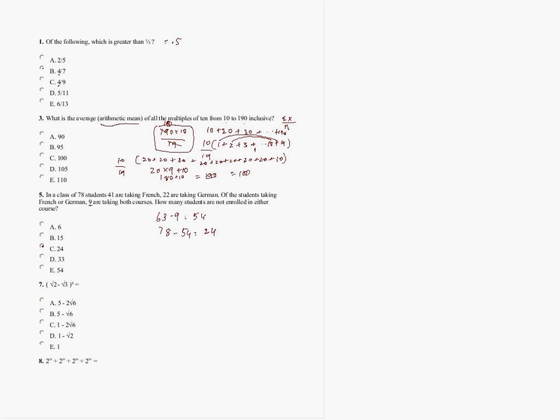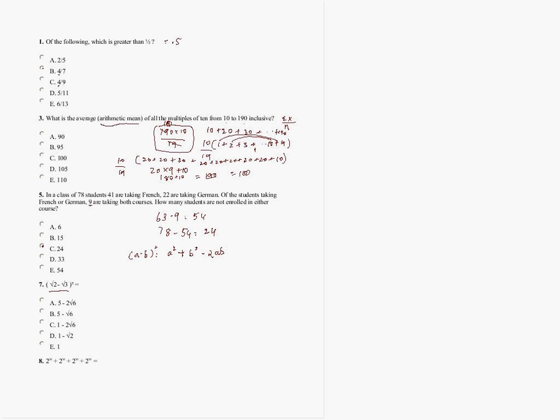Next one. Square root of 2 minus square root of 3 whole square. Doesn't the square cancel out the root 2 and root 3? Yeah, but remember this is a whole square, so you must use the whole square formula. Do you remember that? No. So you should know that. A minus B whole square is A square plus B square minus 2AB.